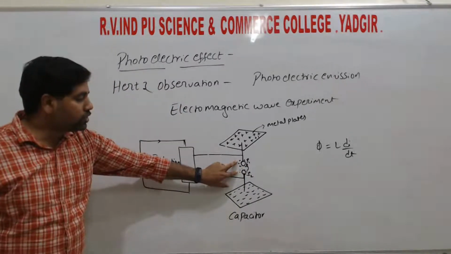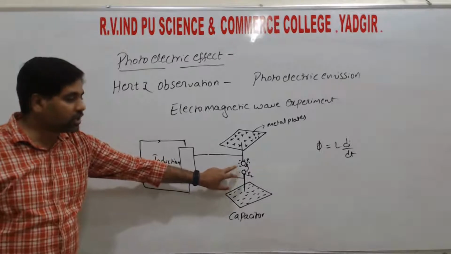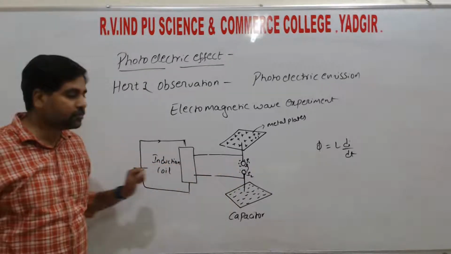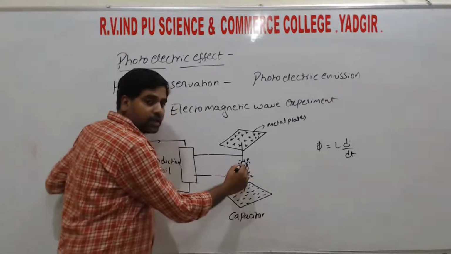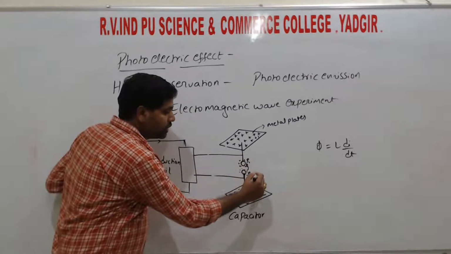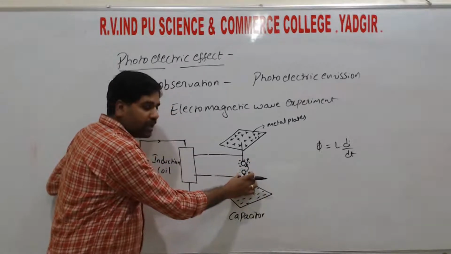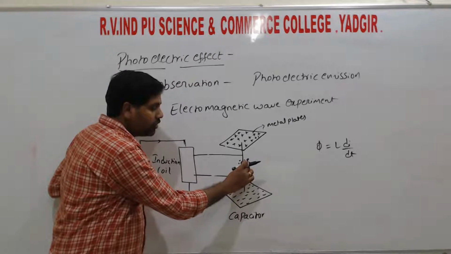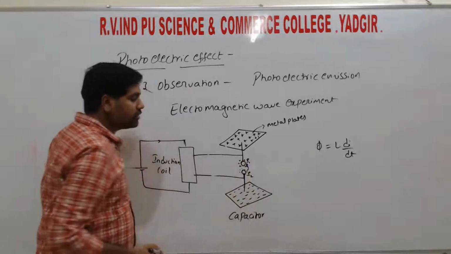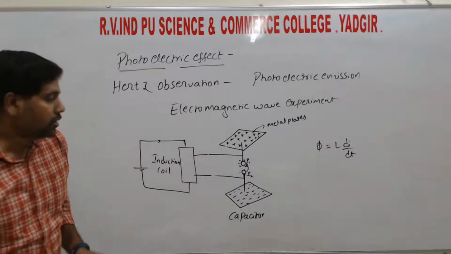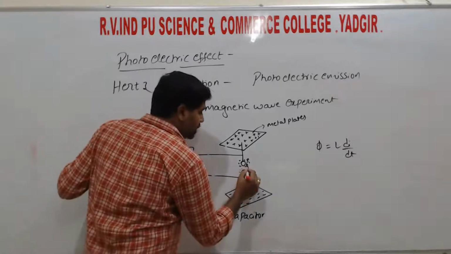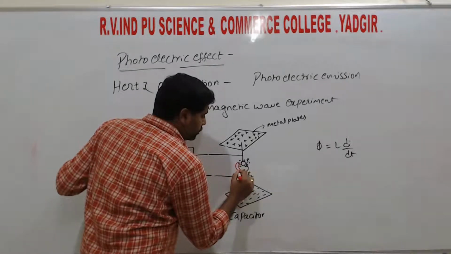There will be positive and negative charges on these two spheres. A spark will be produced on these two spheres. That is the lightning that will be observed in between these two spheres. That is, we observe the spark, the spark discharge between these two spheres.